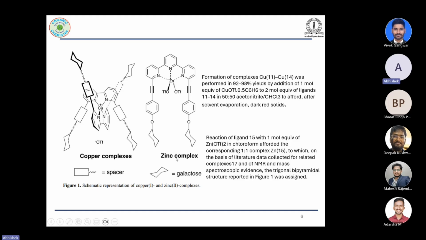And for the zinc complexes, the reaction of ligand 15 and 1 mole equivalent of zinc triflate in chloroform afforded this 1:1 zinc complex, and they reported that the copper complexes are tetrahedral and the zinc complex has a trigonal bipyramidal structure by NMR and mass spectrometric evidence.